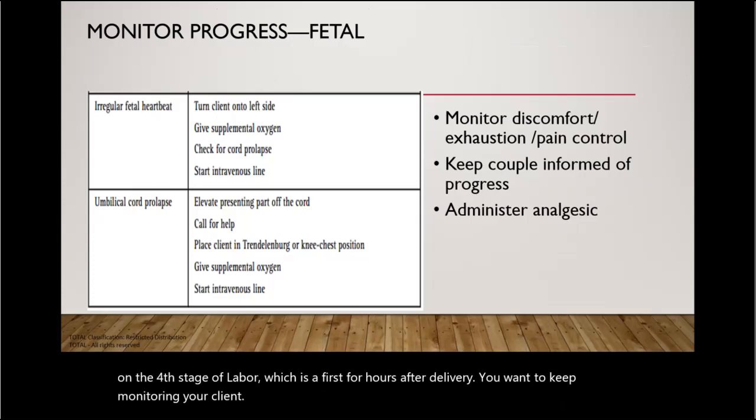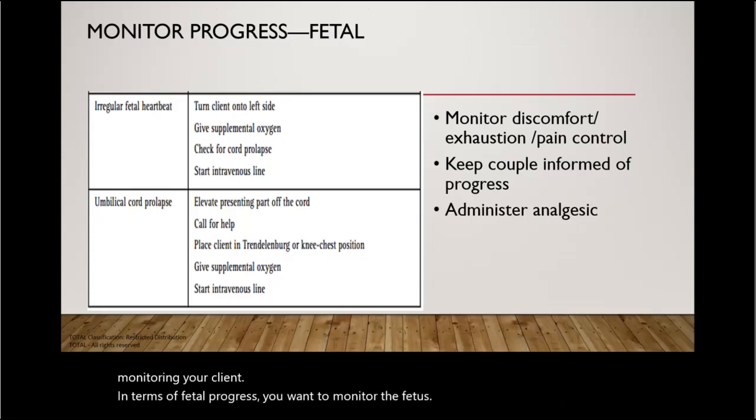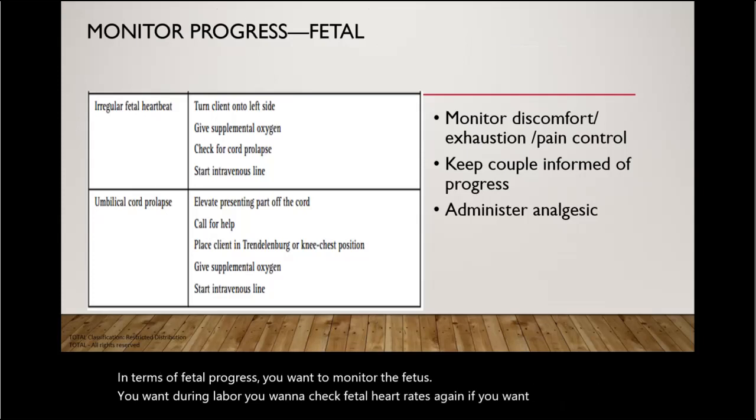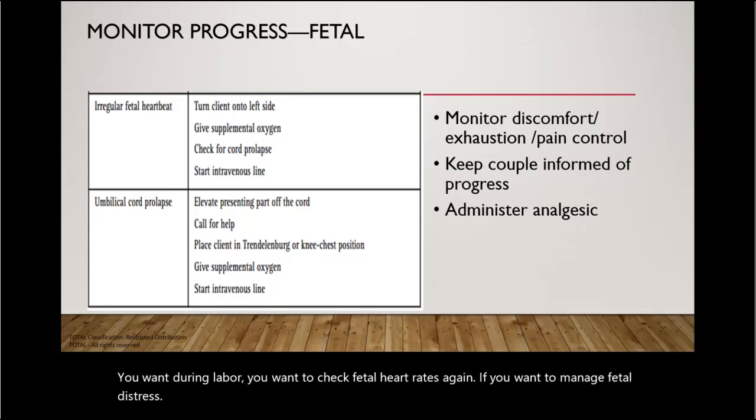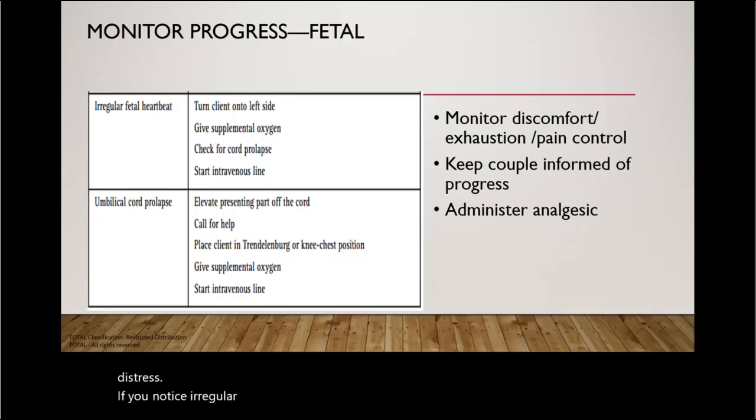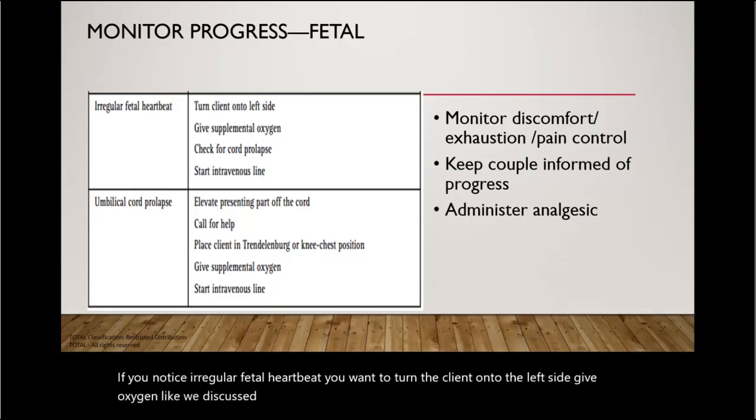In terms of fetal progress, you want to monitor the fetus. During labor, you want to check fetal heart rate. Again, you want to manage fetal distress. If you notice irregular fetal heartbeat, you want to turn the client onto the left side, give oxygen like we discussed earlier, check for prolapsed cord, start an IV line.